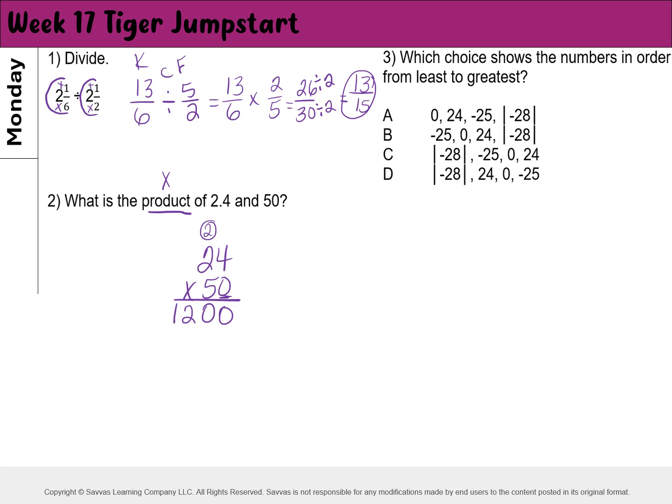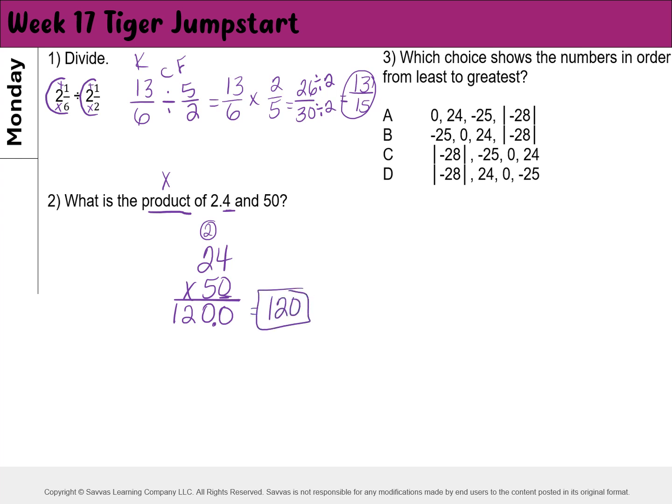From here, I need to go back and count my decimal digits. So go back into your problem, count any decimal digit that comes after a decimal point. We only have 1, so we'll back it up 1. So the final answer is actually 120.